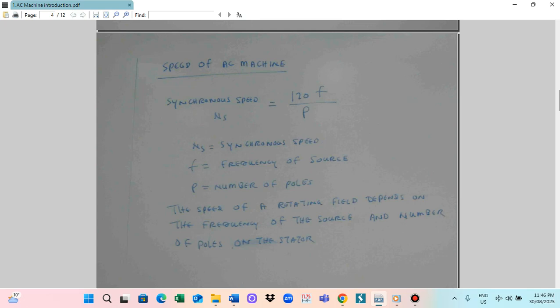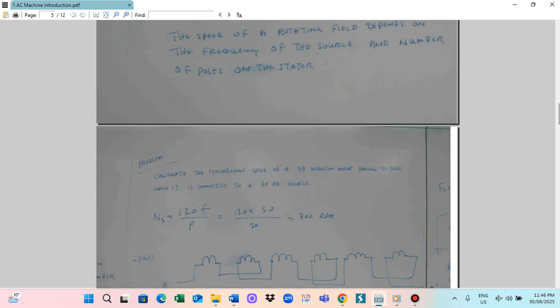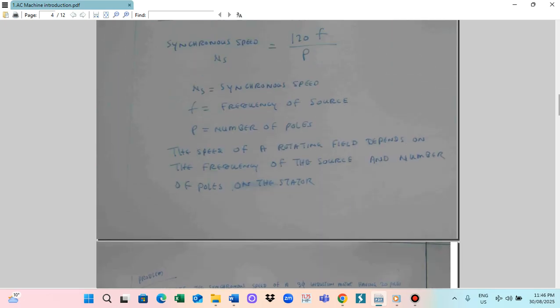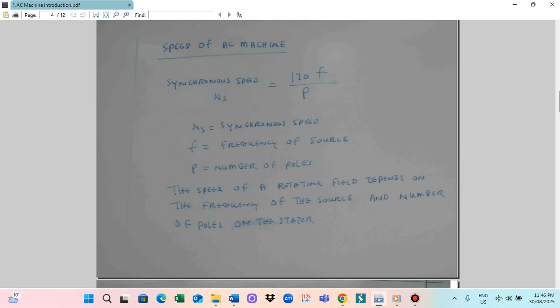The speed of the rotating field depends on the frequency and the number of poles per phase. So this is the frequency of the source and the number of poles on the stator, the number of poles per phase on the stator.